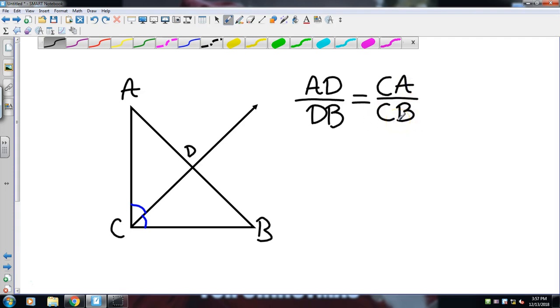So anytime you have a bisector of an angle, the side that it cuts through after it cuts the angle in half, those 2 pieces are going to be proportional to the actual other 2 legs of the triangle. And so that's right at about 7.5 minutes. That is Chapter 8, Section 4, Proportionality Theorems.